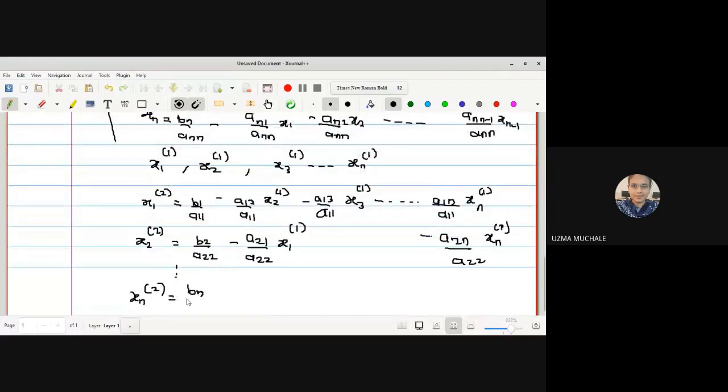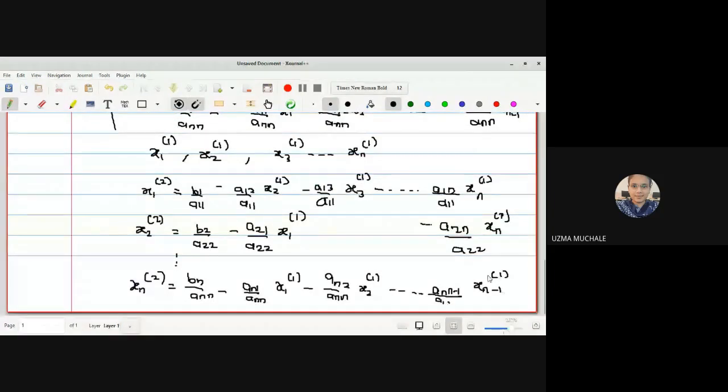bn upon ann minus an1 divided by ann x1 1 minus an2 divided by ann x2 1, and so on, an n minus 1 divided by ann, and here it will be xn minus 1 1. Okay. So whatever values we are getting for the first iteration, we have to use for the second iteration. This is the procedure we are going to follow for the Gauss-Seidel method.